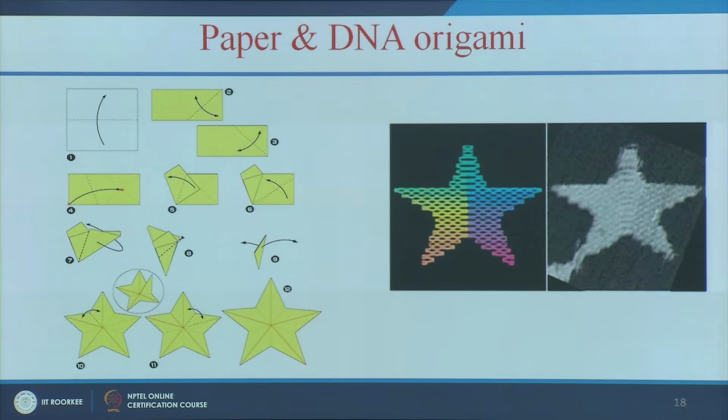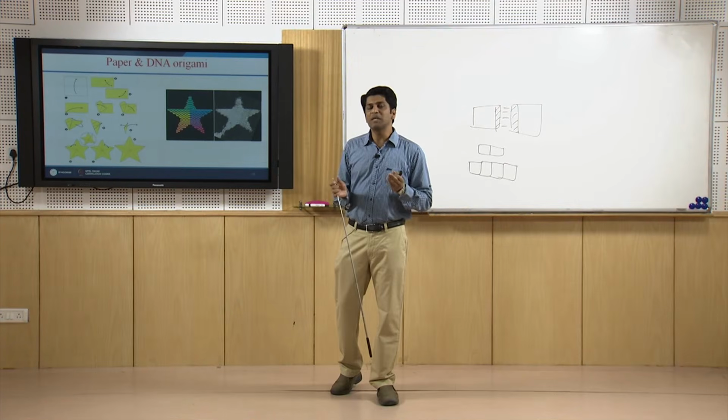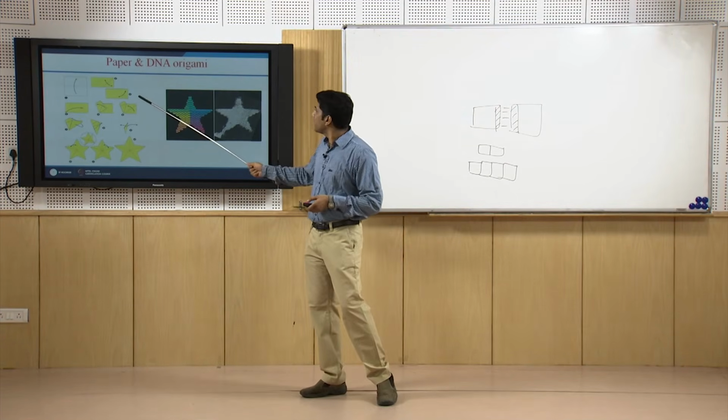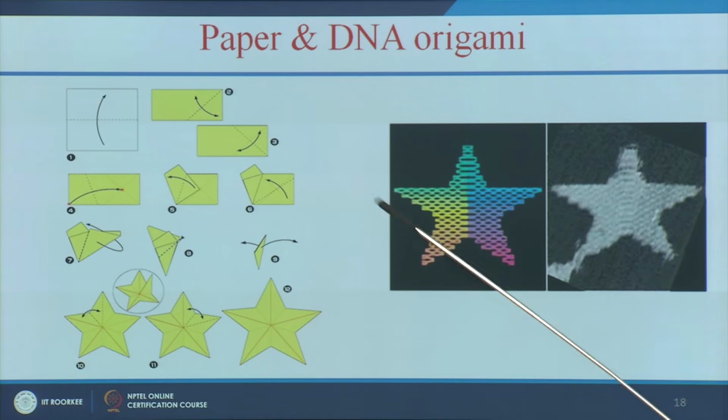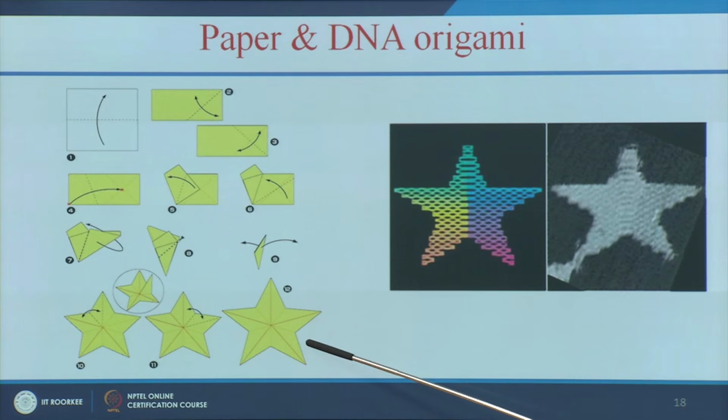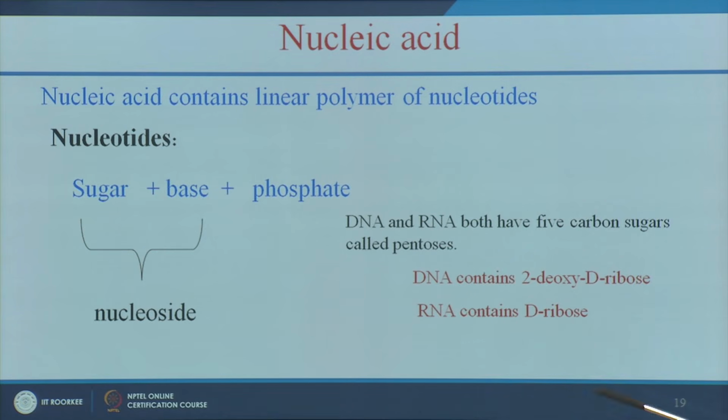So, you know what is paper origami? Using a paper you can make different kinds of structures. Similarly, you can use the DNA to make different kinds of structures. This is a paper origami, you can use the paper and make different kinds of shapes or structures, and if you are trying to mimic similar things using DNA, that is called DNA origami. So, let us see some basics.